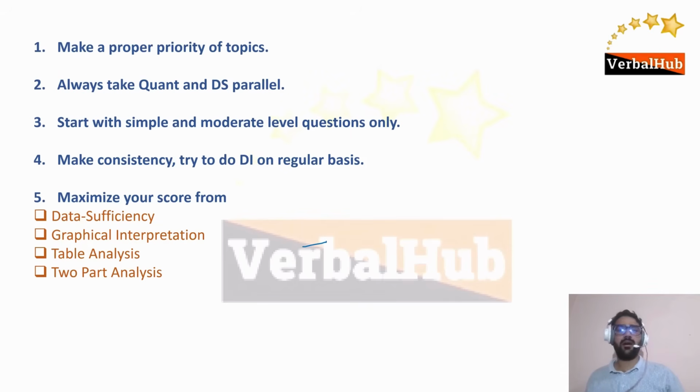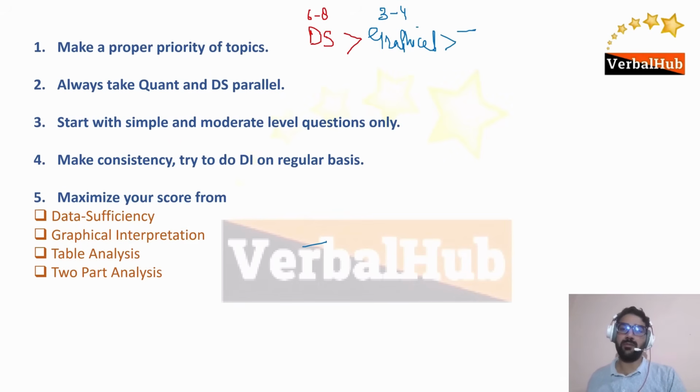You have to make a proper priority of topics. Sir, what is the proper priority of topics? That's the main thing, right? First, you have to focus on data sufficiency because you will get 6 to 8 questions from that. You can take it parallelly along with quant, that's not an issue, but most of the questions in data insight come from data sufficiency. Second, you can do graphical. I will write it down. It will be the second priority, because there are 3 to 4 questions from that.